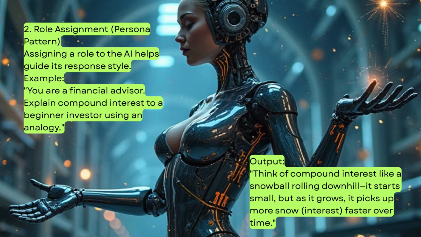2. Role assignment. Persona pattern: Assigning a role to the AI helps guide its response style. Example: You are a financial advisor. Explain compound interest to a beginner investor using an analogy. Output: Think of compound interest like a snowball rolling downhill. It starts small, but as it grows, it picks up more snow, interest, faster over time.